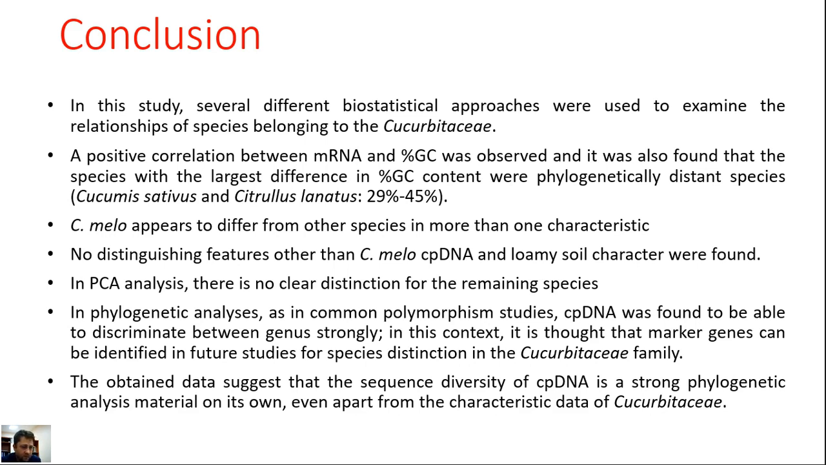As in common previous polymorphism studies, cpDNA could be assigned as able to discriminate strongly between genera and intraspecific variation. In this context, it is thought that marker genes included in the cpDNA may be identified and used in further studies for the distinction of Cucurbitaceae family members. The obtained data suggests that the sequence diversity of cpDNA is a strong phylogenetic analysis material, even part of the characteristics of data of Cucurbitaceae.